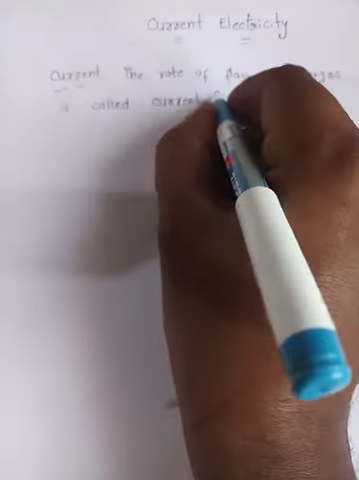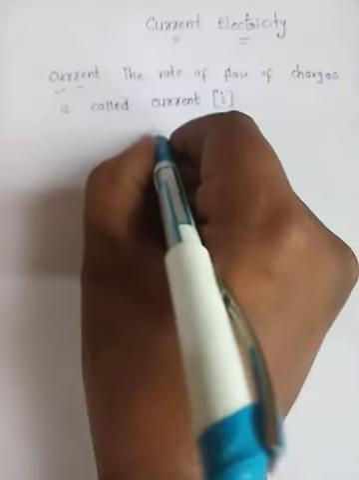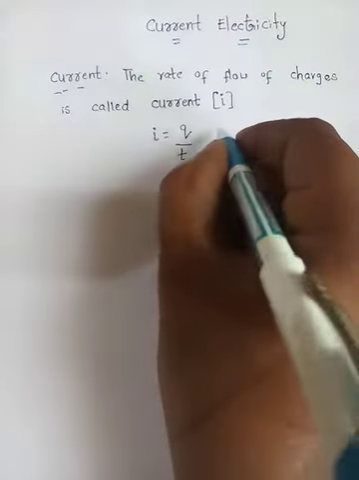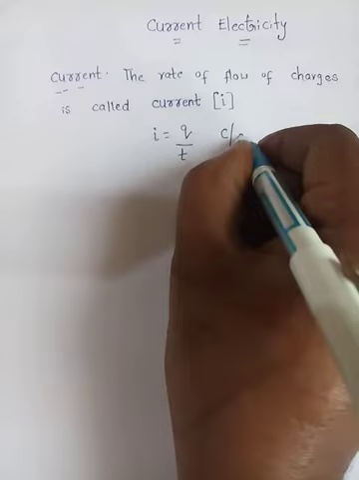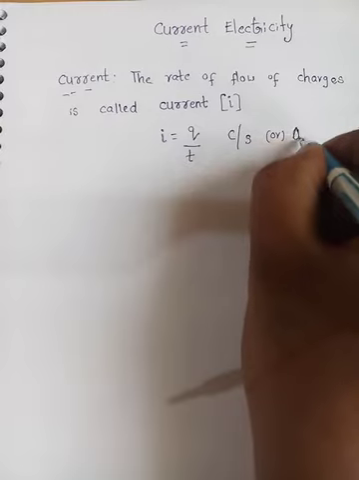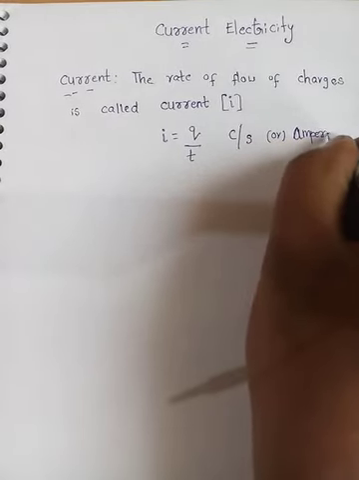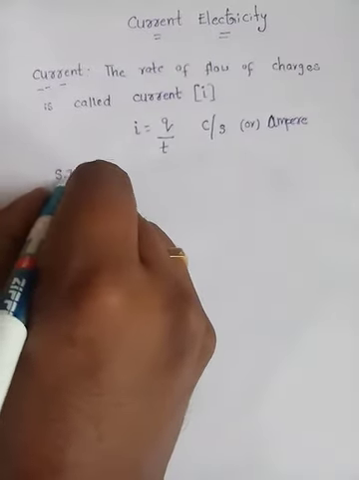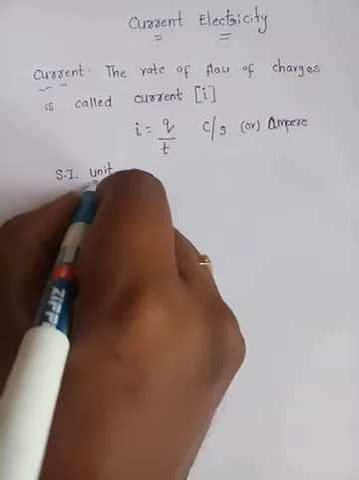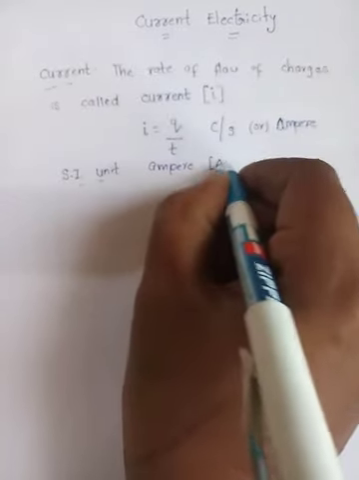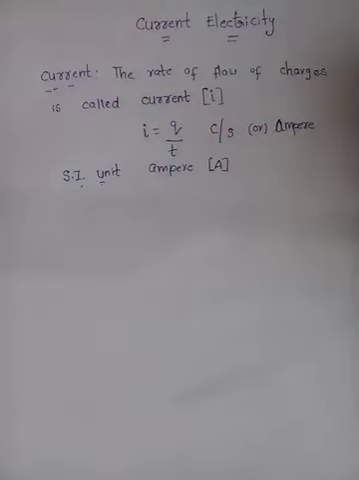So the current is represented as small I. By using the definition, we can say that I equals Q by T. Q is measured in coulomb and time is measured in seconds, so coulomb per second is ampere. So current is measured in the SI unit. What is the SI unit of current? Ampere, represented by the capital letter A.